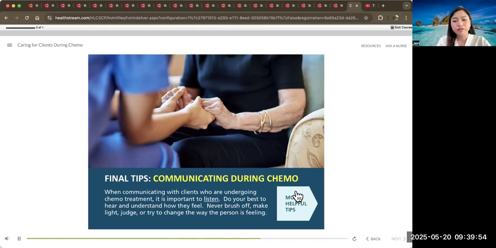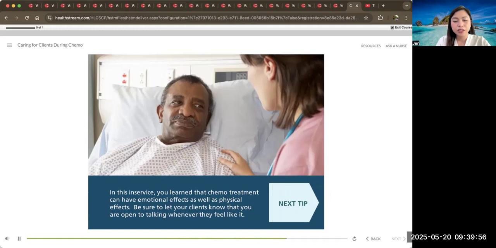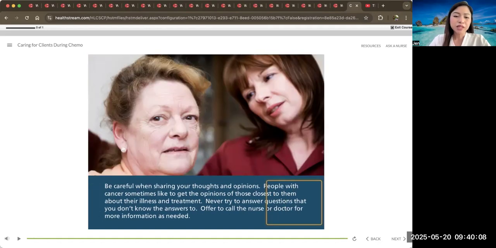More helpful tips. In service, you learn that chemo treatment can have emotional effects as well as physical effects. Be sure to let your clients know that you are open to talking whenever they feel like it. Be careful when sharing your thoughts and opinions. People with cancer sometimes like to get the opinions of those closest to them about their illness and treatment. Never try to answer questions that you don't know the answers to. Offer to call the nurse or doctor for more information as needed.